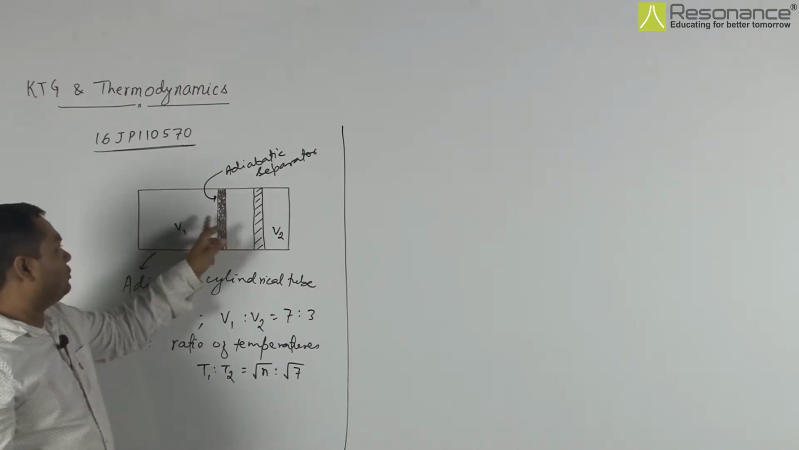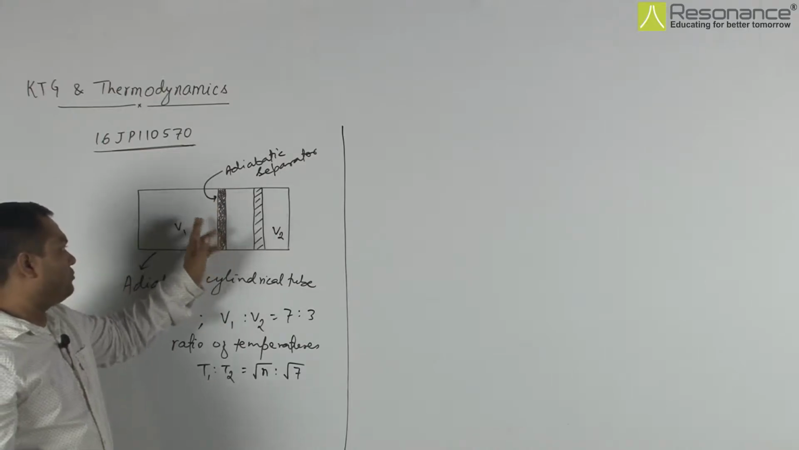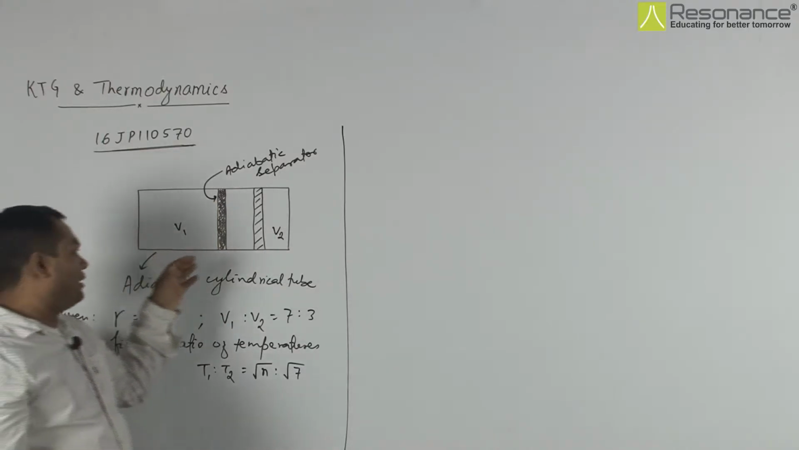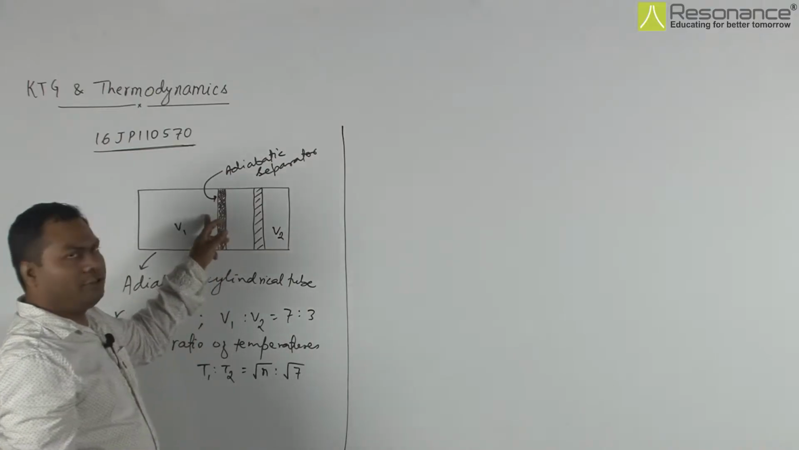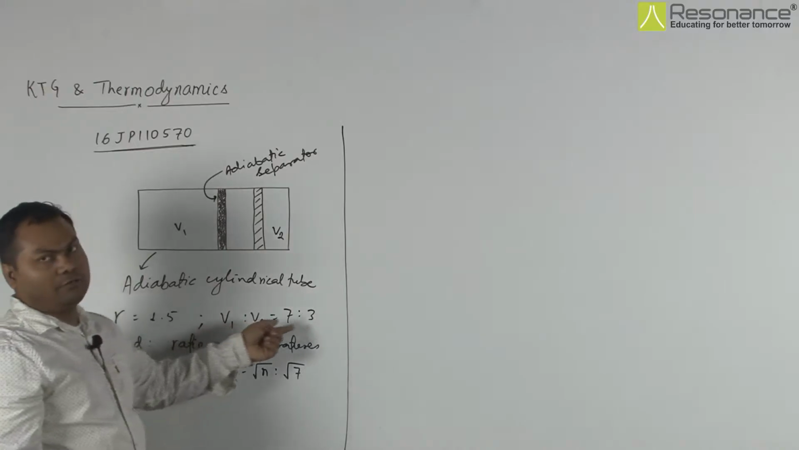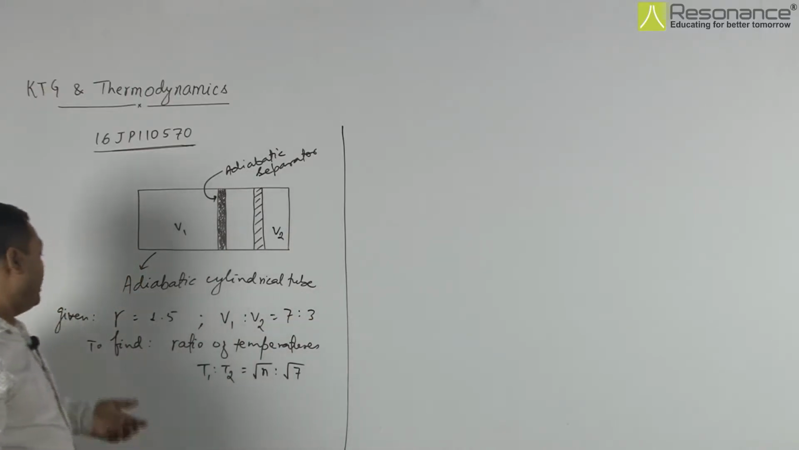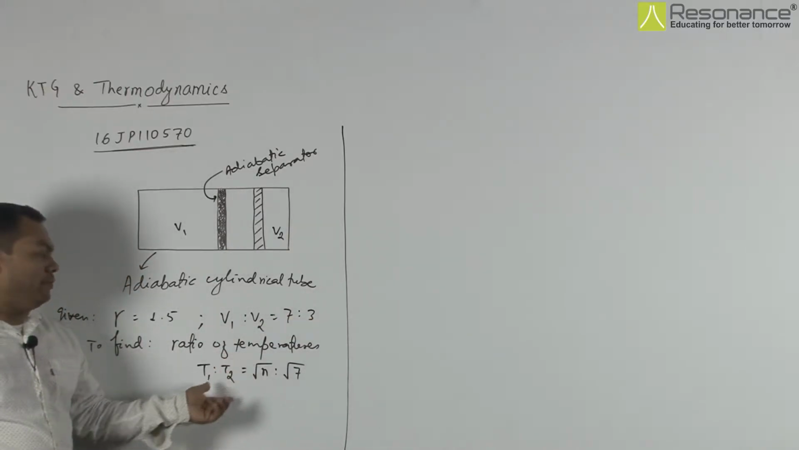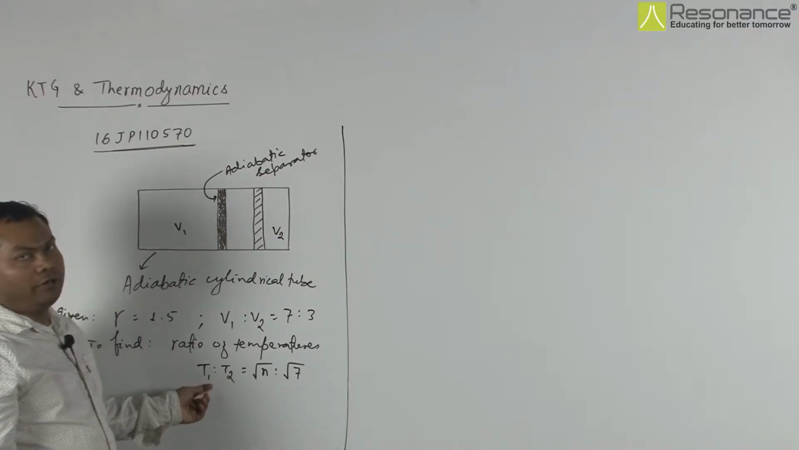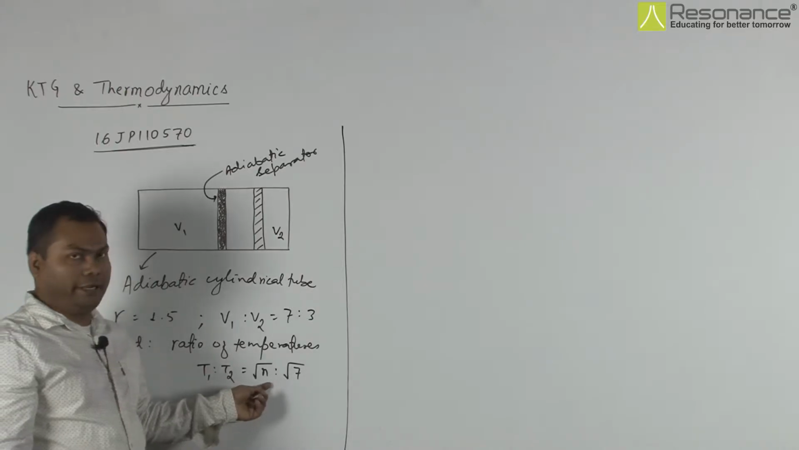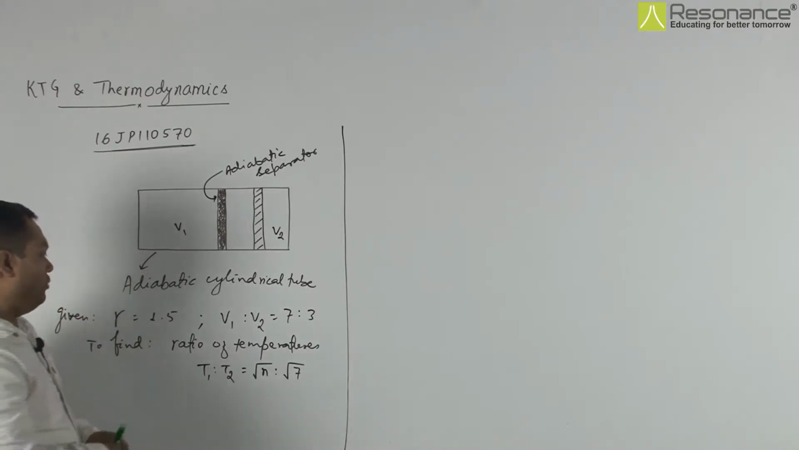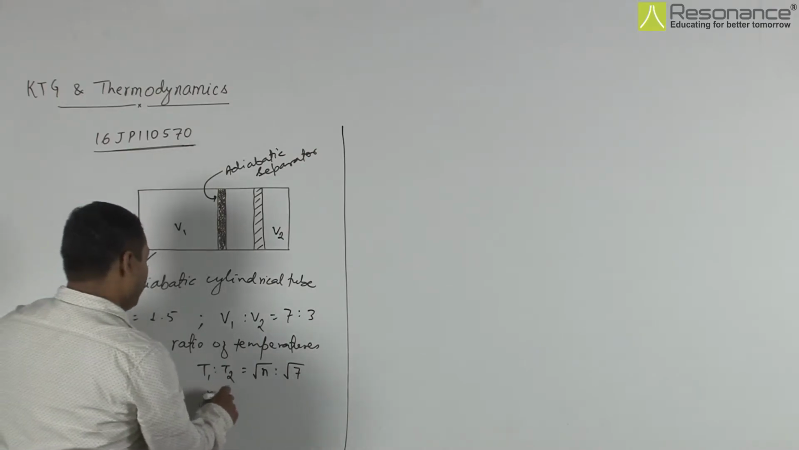Initially, the separator was halfway, that is, the volumes were the same, and by some mechanism the separator is moved such that the volume ratio V1 to V2 becomes 7:3, and it is asking to find the ratio of temperatures. In the question it is given that T1 is to T2 equals under root n is to 7, and it is asking to find the value of n.